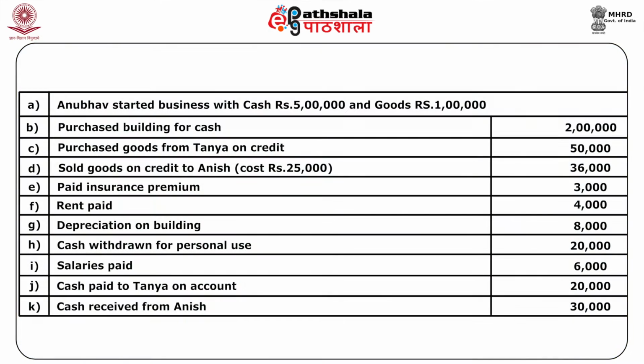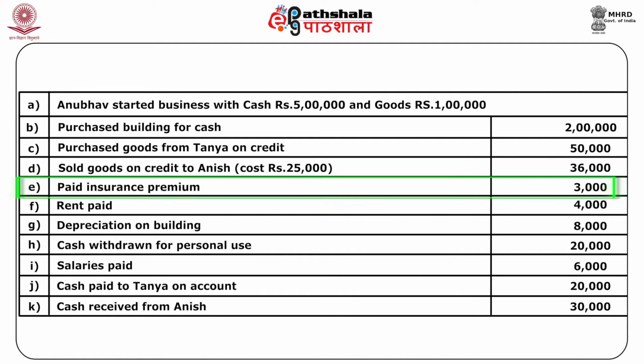Now let's prepare an accounting equation for the following transaction, where the A part gives Anubhav started business with cash of rupees 5 lakh and goods of rupees 1 lakh. B, he purchased building for cash of rupees 2 lakh. C, he purchased goods from Tanya on credit for 50,000. D part, he sold goods on credit to Anish, whose cost was 25,000 and he sold it for 36,000.